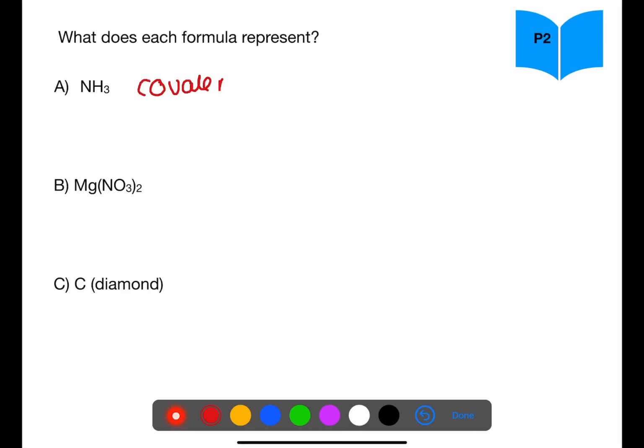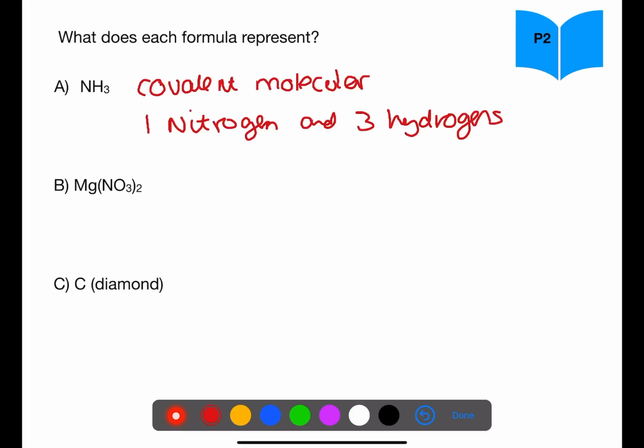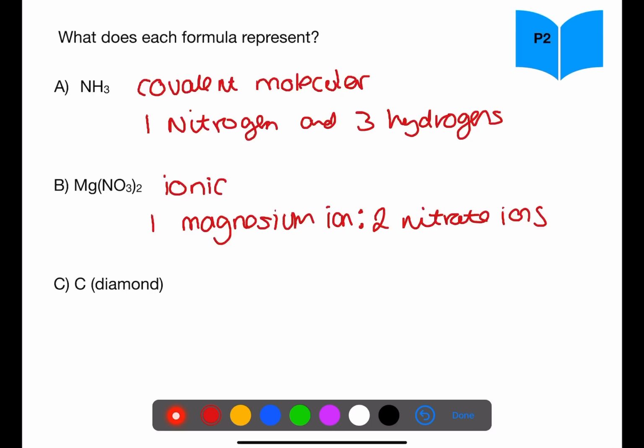In this first formula, NH3, this is a covalent molecular substance. This contains one nitrogen atom and three hydrogen atoms. This second substance, magnesium nitrate, is ionic. This contains a ratio of one magnesium ion to two nitrate ions.